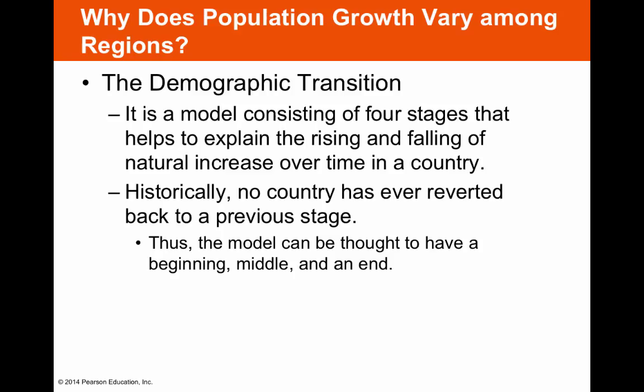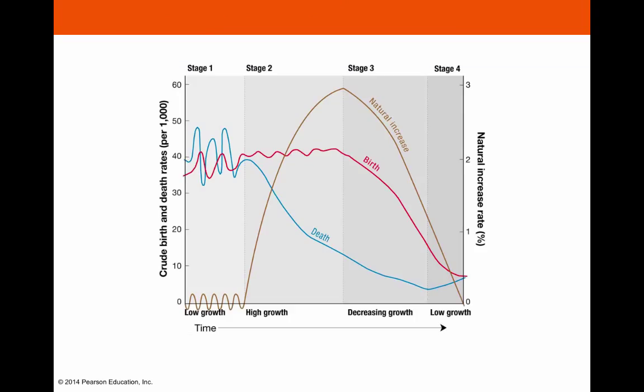So the demographic transition is a model that works with 4 stages. And you notice that the epidemiological transition had 4 stages as well, but then it had that possible 5th stage that could work, based on evolution and poverty. So these stages help to explain the rising and falling of natural increase over time in a country. And historically, no stage has ever gone backwards. So they've never gone back to a previous stage. Countries only move forward. So this model is thought to have a beginning, middle, and end. So there's a process moving forward.